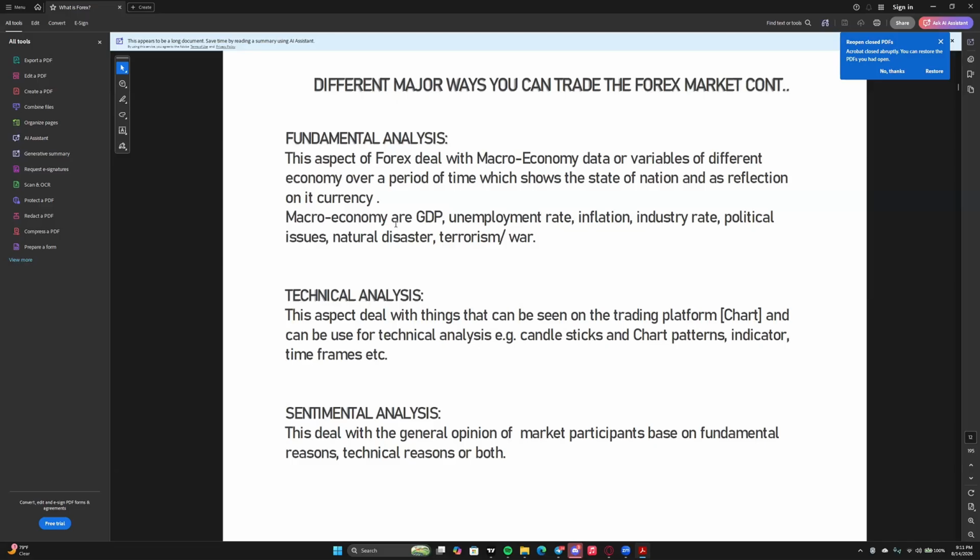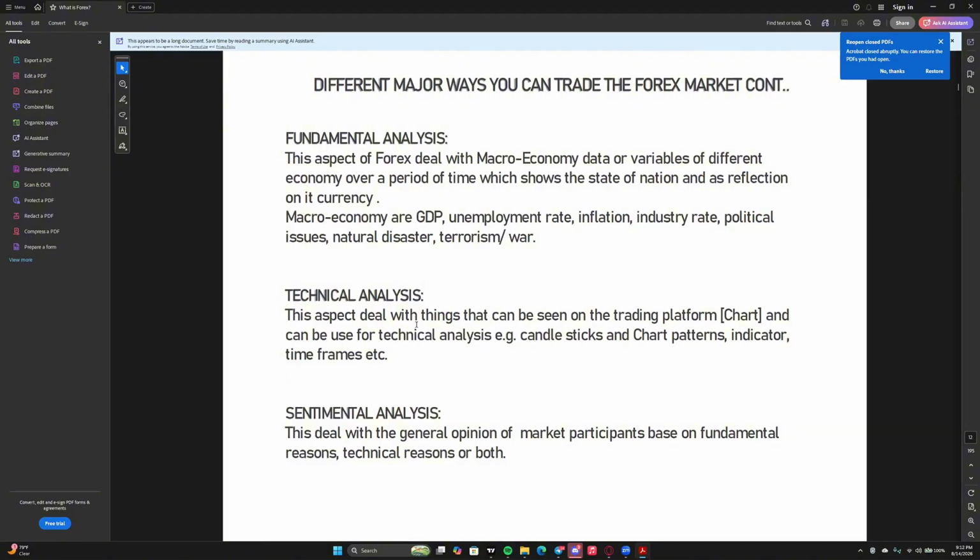Then we have political issues like your Donald Trump speech, your central bank governor speech. You also have natural disasters, which are also news that affect your currency pairs. And you also have terrorism and war, like the US and Iran war currently affecting the forex market. If you have been actively trading for a year now, you would have noticed that. Then you also have elections that affect the forex market. So that's the fundamental aspect of forex trading.